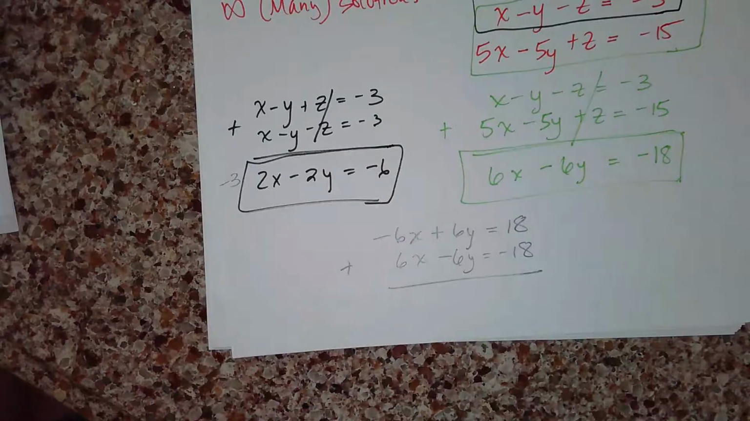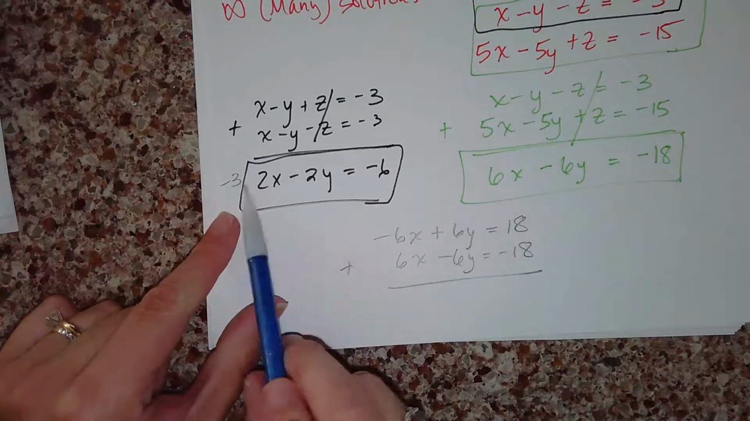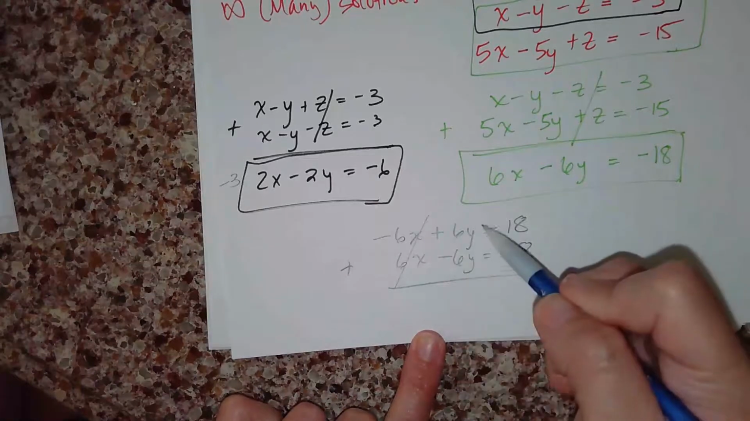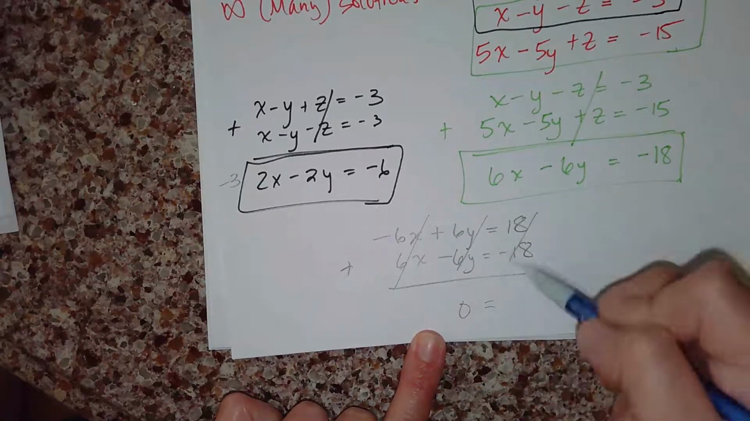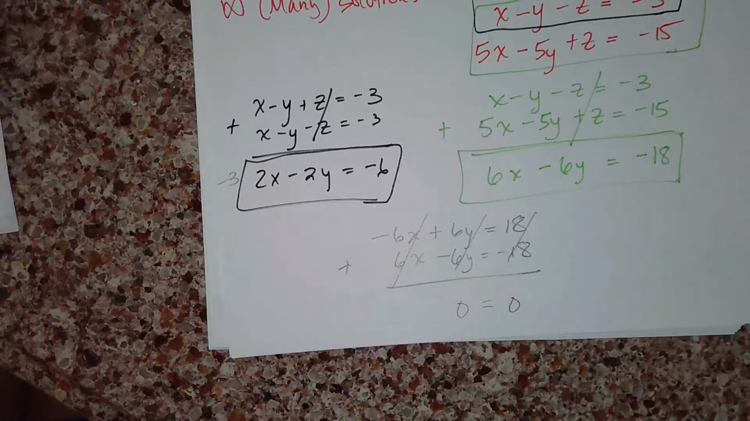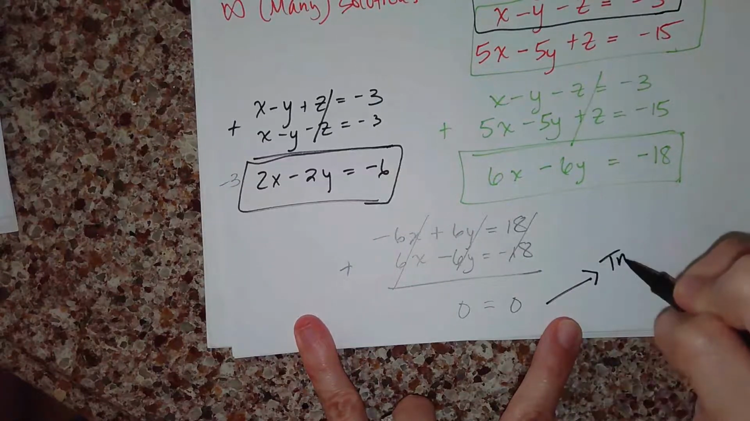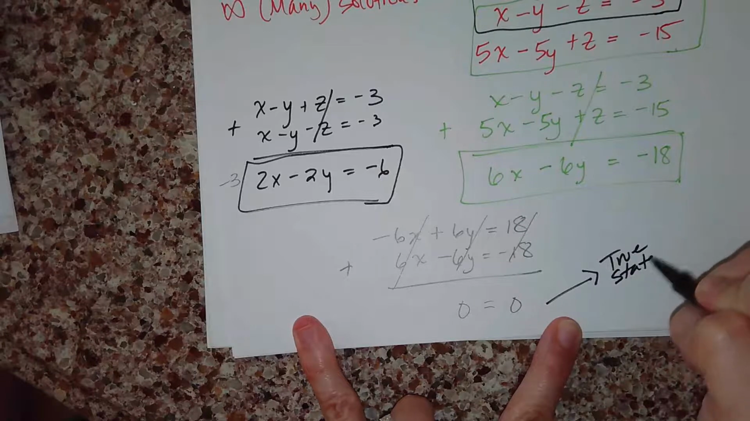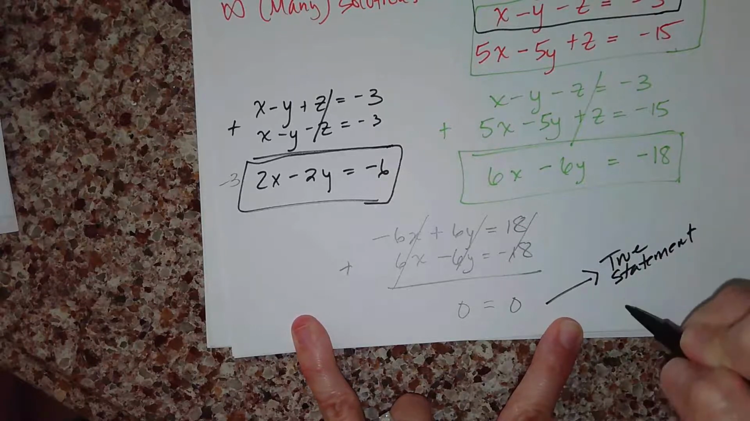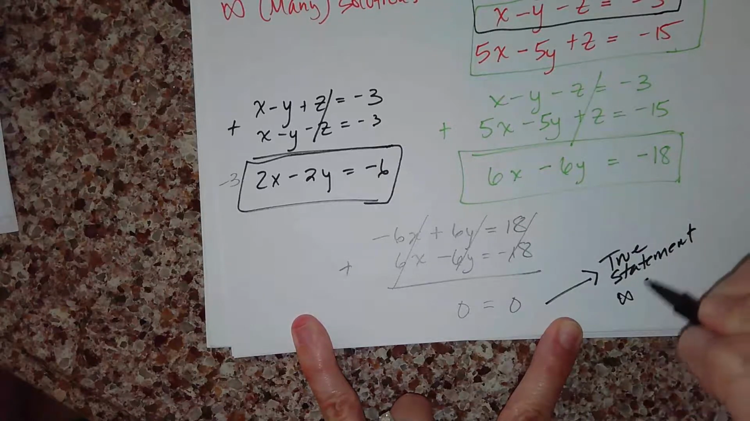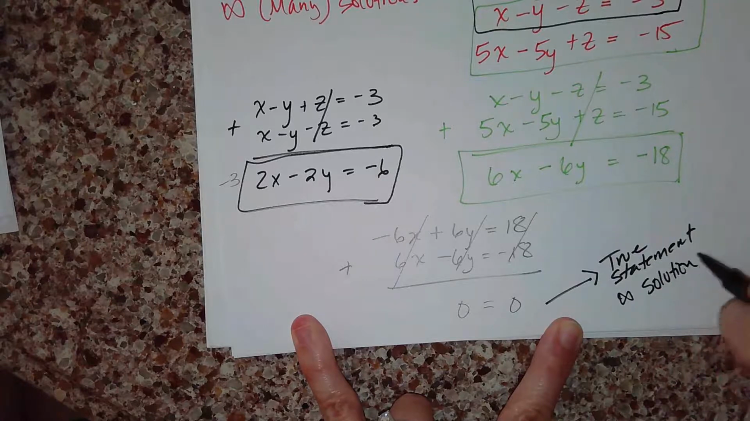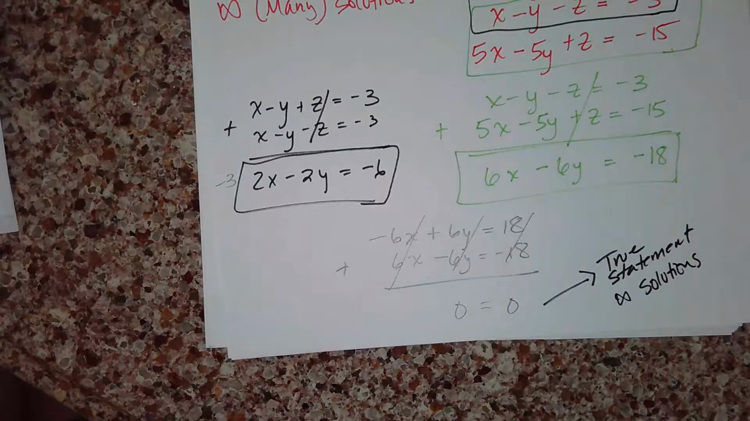And then look what happens when I add them together. I scaled this up by -3. This cancels, and this cancels. So what we notice here is I get 0 equals 0. This is a true statement, which means I have many or infinite solutions. So that's how it would look algebraically if you were solving a system with 3 equations and got an infinite number of solutions.